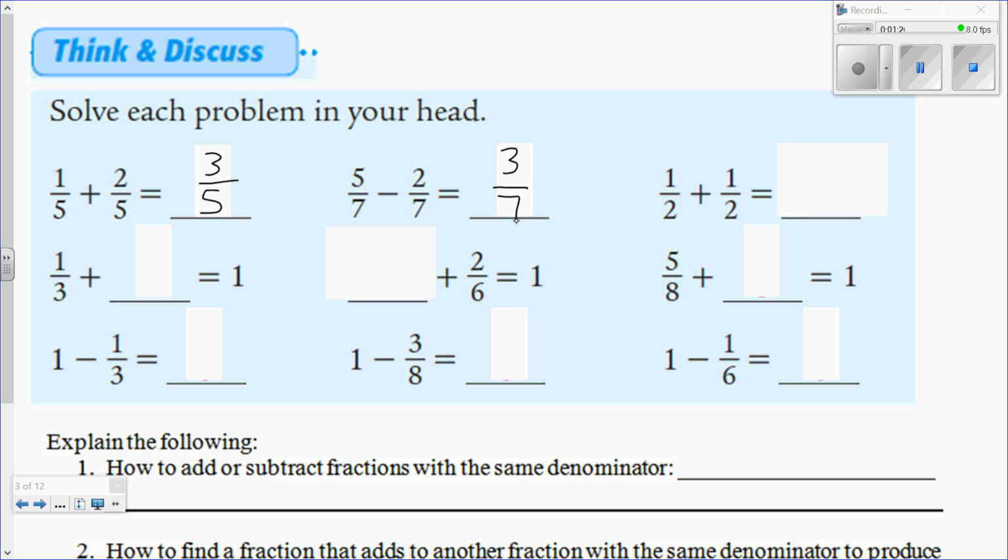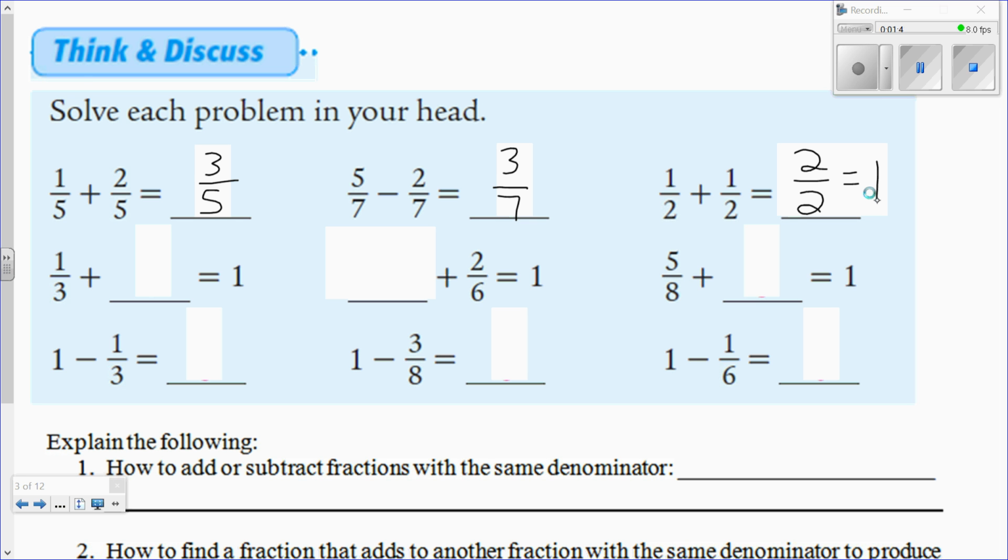1/2 plus 1/2. Well, 1 plus 1 is 2. Denominator stays the same. Well, 2/2 actually equals 1 whole, because I can divide 2 by 2, which equals 1. Let's look at the next one.